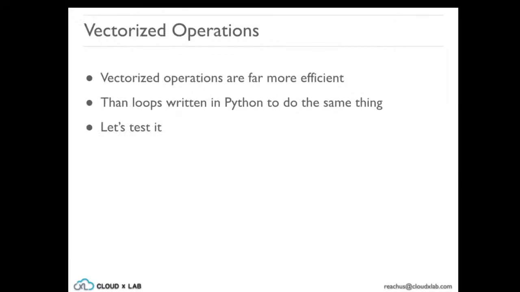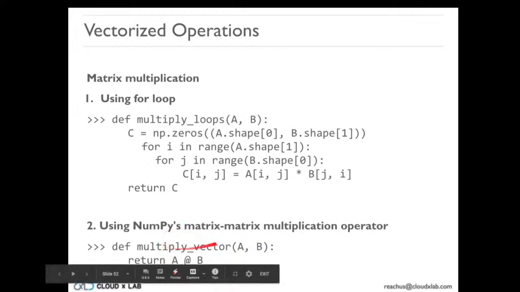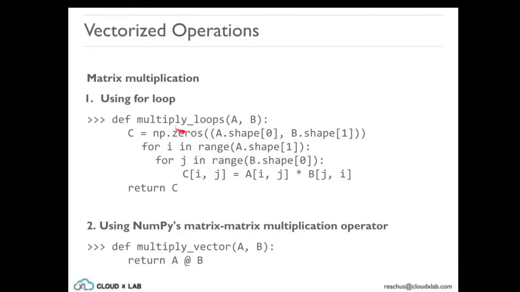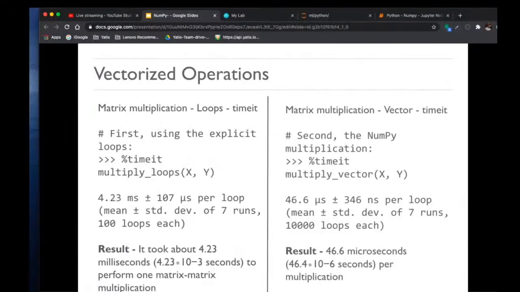Essentially, NumPy functions, what we have called vectorized functions, are much more efficient than writing the same thing in Python. Now what we'll do is implement matrix multiplication in two methods. One is the normal matrix multiplication, and the second is by using an inbuilt operator from NumPy. We'll call that multiply vector, and here we will implement a normal loop-based matrix multiplication. We will operate it on two matrices of size 100 by 100, and we will check how much time it takes.